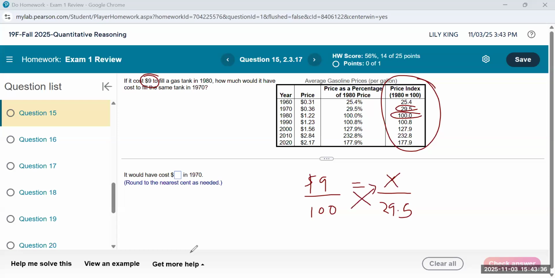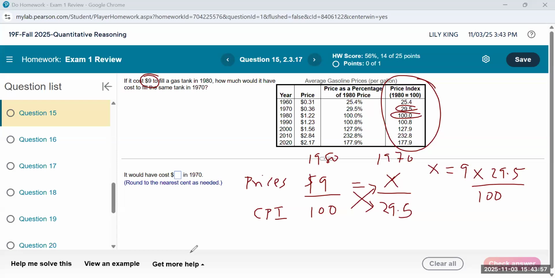So here to find X, we have to apply cross product. 9 times 29.5, divide that by 100. All right, so these are the prices. These are the CPIs. And this is the year 1980. And this is the year 1970. 9 times 29.5 divided by 100, we have 2.66. It says nearest cent. So 2.66.